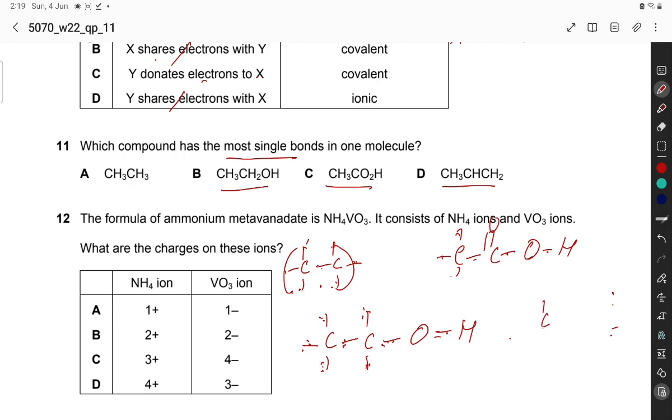This is like CH3, CH, CH, CH2. So 1, 2, 3, 4, 5, 6, 7. 1, 2, 3, 4, 5, 6, 7, 8. So B option is the correct option.